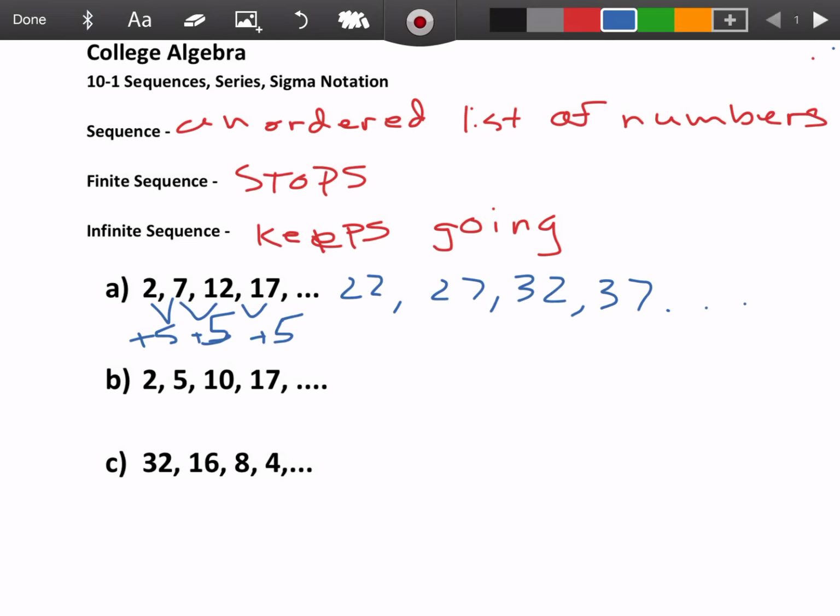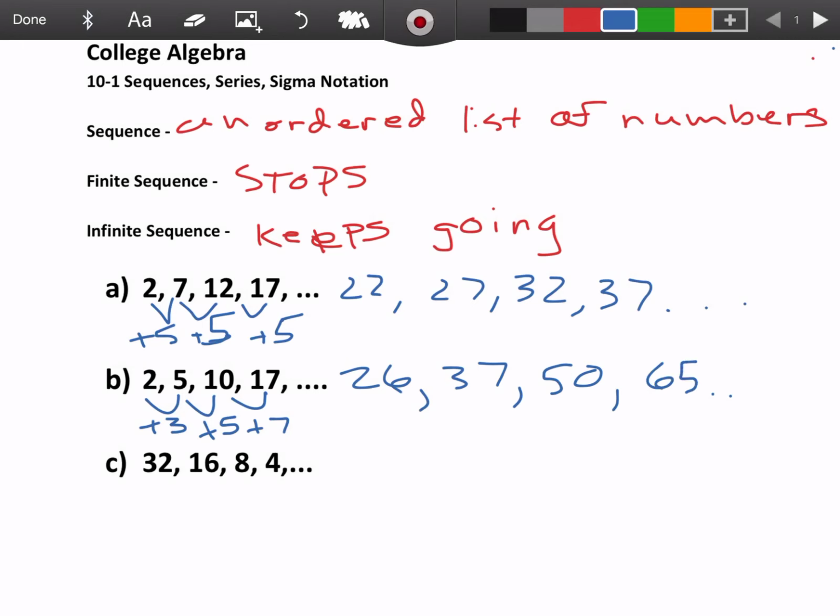The next one is maybe a pattern that is a little bit trickier to pick up on. Here we're adding 3, and then we're adding 5, then we're adding 7. So then we'd have to add 9, so we'd go to 26. And then we'd have to add 11, so that would be 37. And then it would be 13, so that would be 50. Then it would be 15, we get 65. And once again, you could keep going there as well.